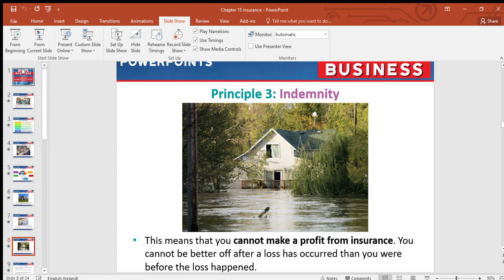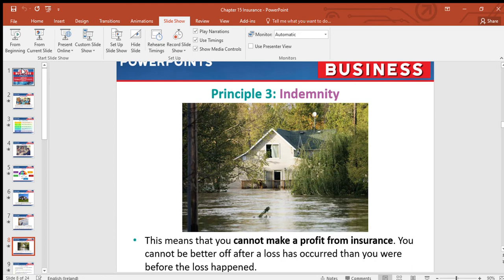So again, there's a photo there. The house is being flooded. If there's €3,000 worth of damage in the house and you have fully insured your house, you can get up to €3,000 worth of damages. They're not going to pay beyond the damages that they've assessed.